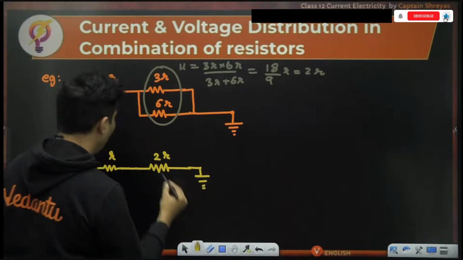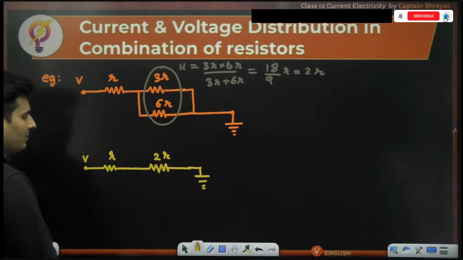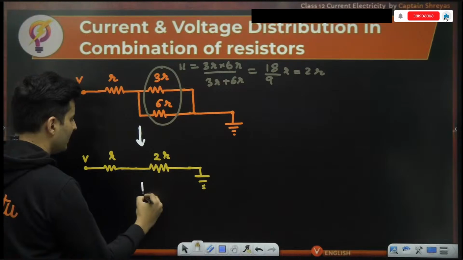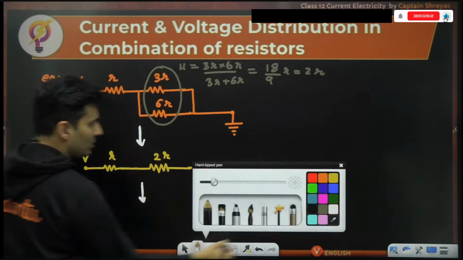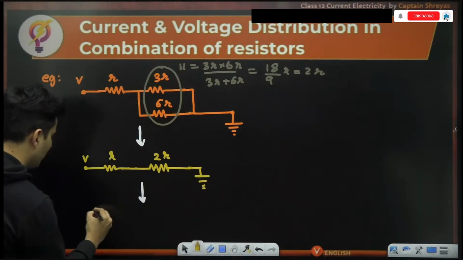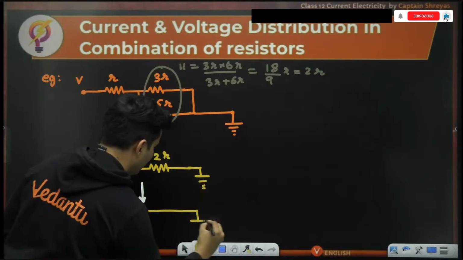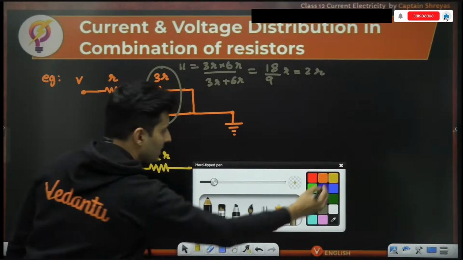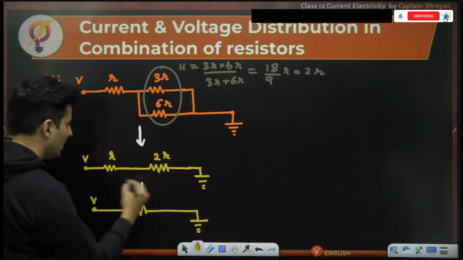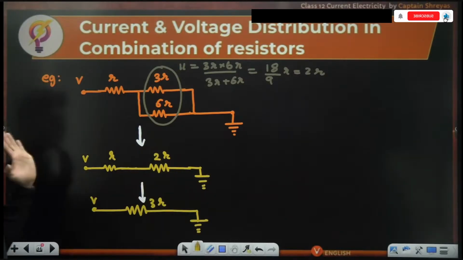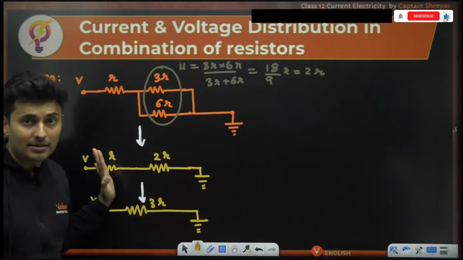So instead of these two resistors, I can just put one single resistor of 2R resistance. Now, once I get this, I can immediately see that, wait a minute, these two actually are in series. So I just put V volts over here and one single resistor and connect it to ground. Ground means 0 volts. So 2 and 1 will become 3. So this will be nothing but 3R. Perfect. So this is the equivalent resistance.